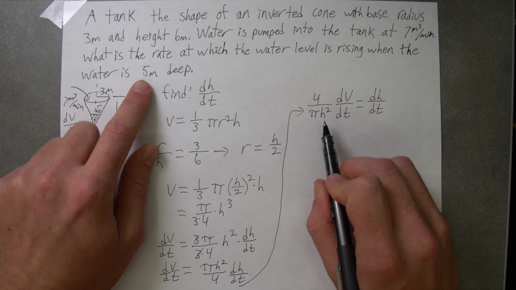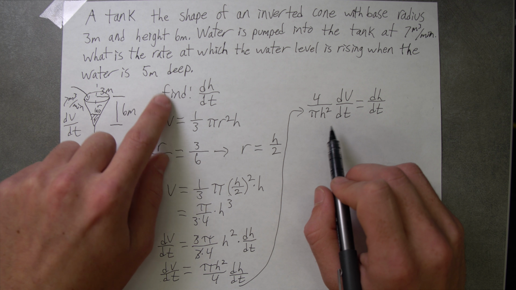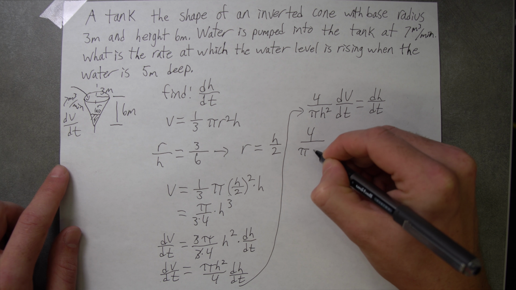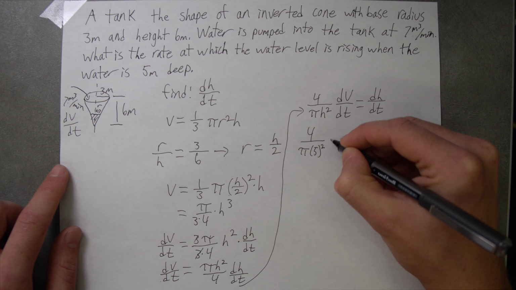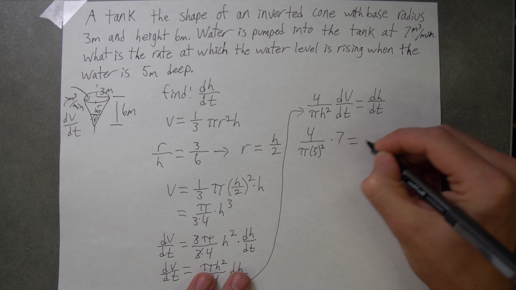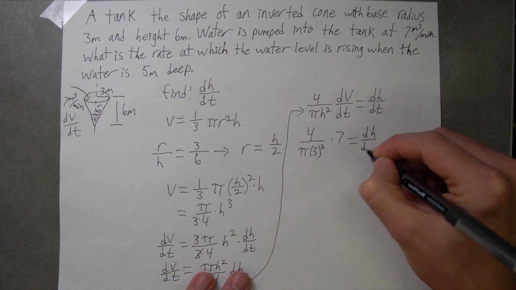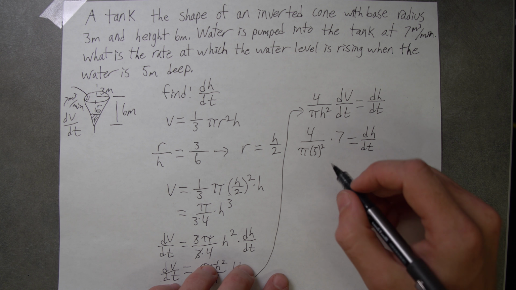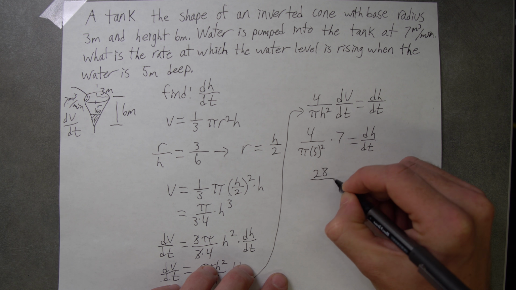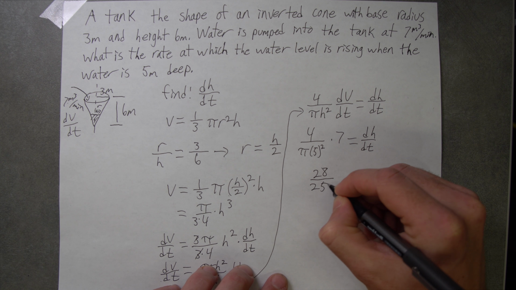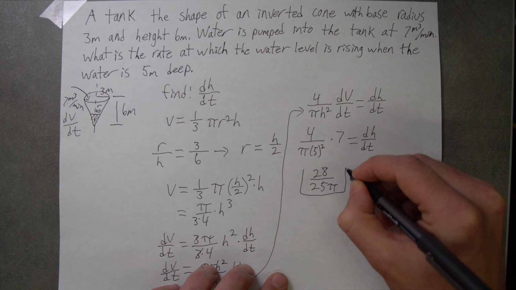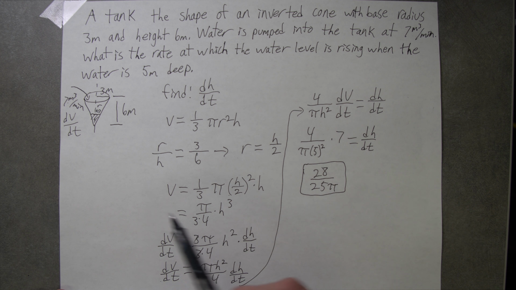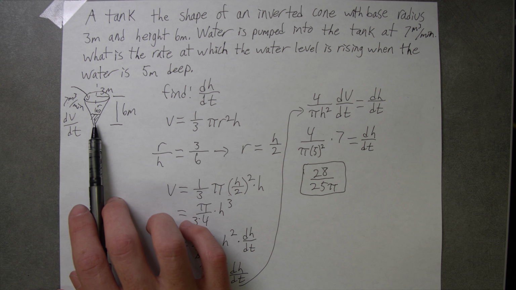Now you plug in your conditions. For example, you plug in 5 for h and 7 for your dV/dt. So you have 4 over pi times 5 squared, times 7, is equal to our dh/dt at this moment. Or we get a final answer of 28 over 25 pi. And this is the rate at which the height is changing when the height of the water, the depth of the water, is 5 meters.